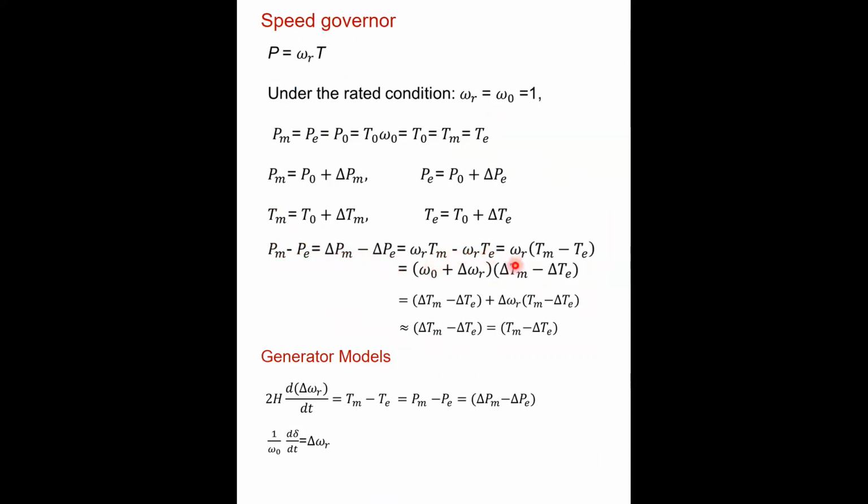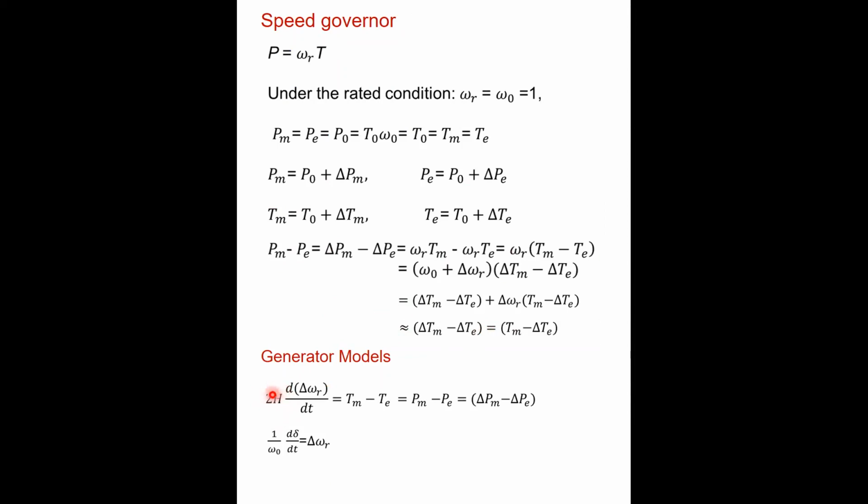Now we write in this way. And then finally, we can equate it in this way. So this is how we write down the power and the torque. And then we write down the inertia model for the generator. So this is it now.